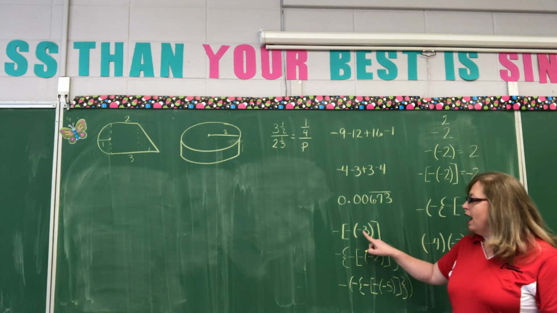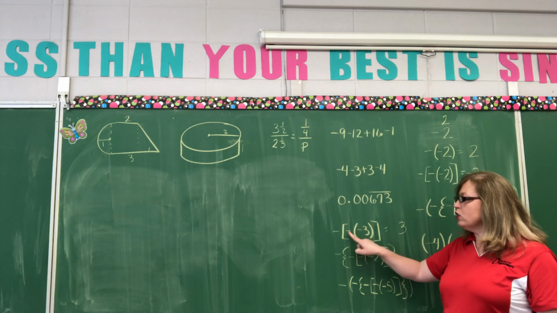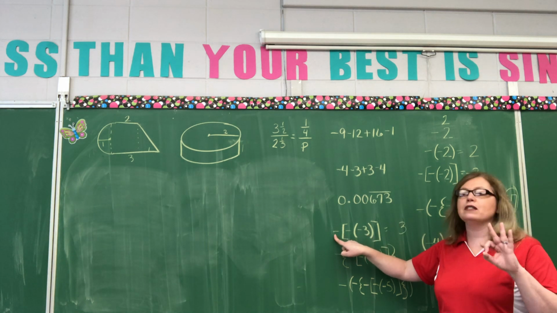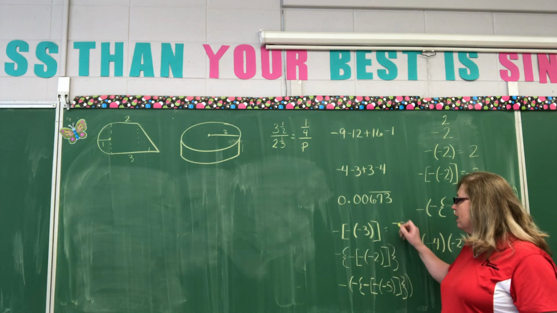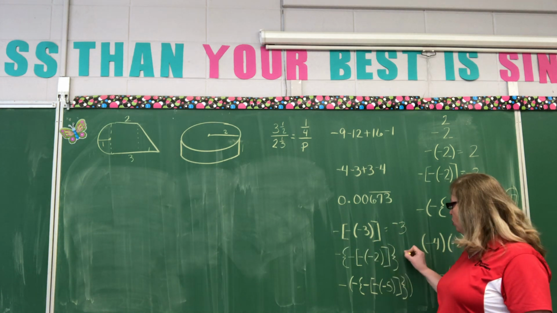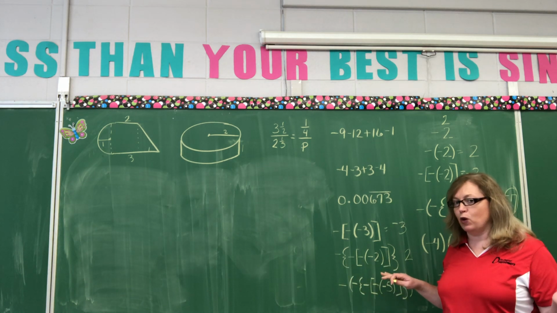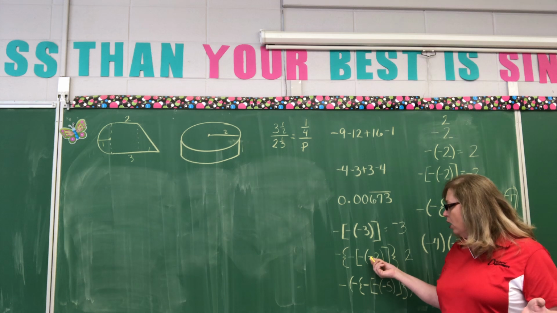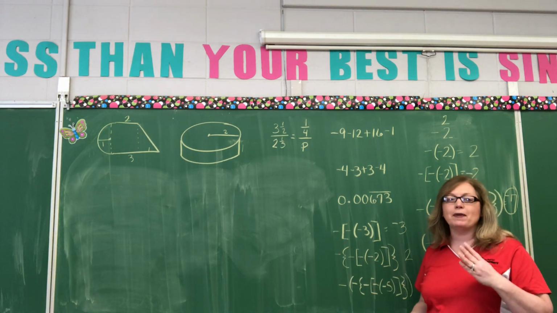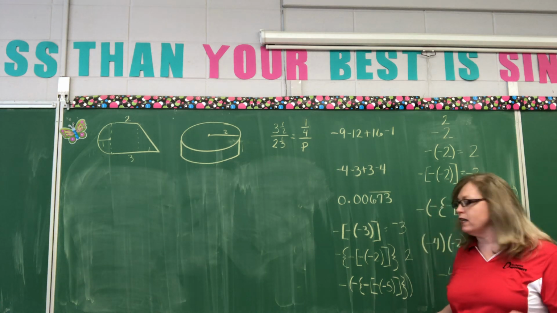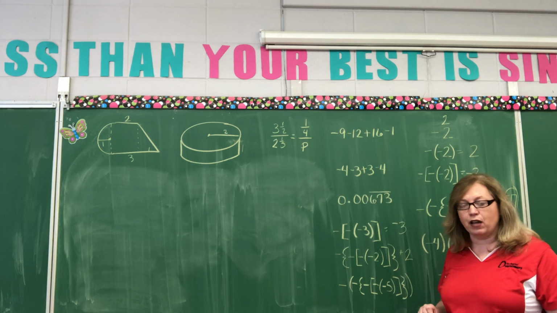Let's try this. I have a 3, so we know it's going to be 3, but we have 1, 2, 3 opposite signs, so it's an odd number, so my answer is negative 3. Look at this one. It is a 2. This is a lot of signs, but again, it's no big deal. We're just going to count them. 1, 2, 3, 4. There are 4 opposite signs or 4 negative signs, so that makes this a positive 2 because 4 is an even number.